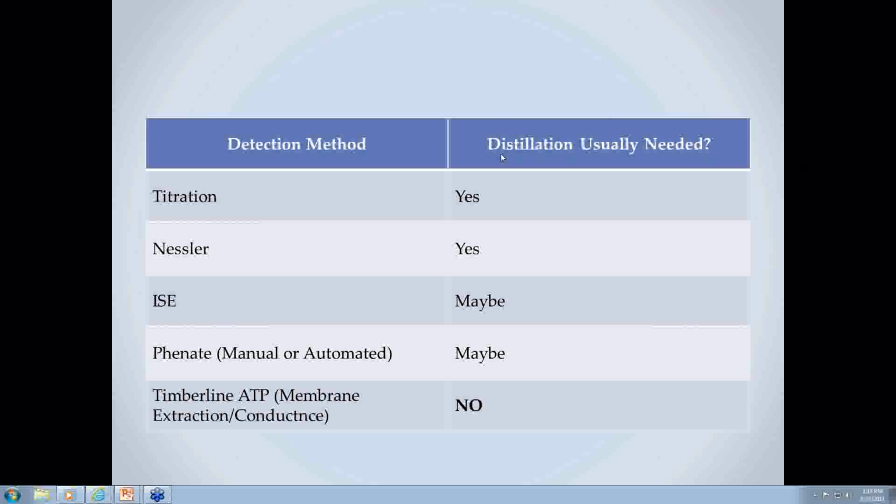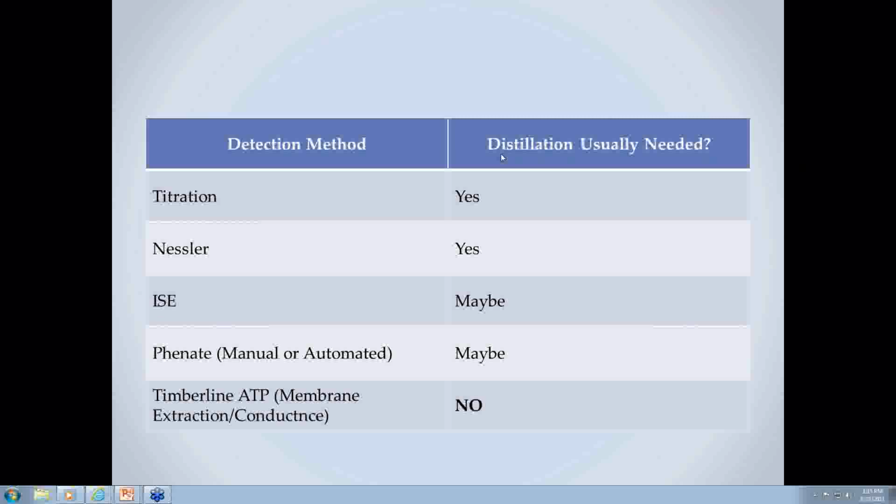All righty. So let's take a look at the detection method. And is distillation usually needed? For titration, yes. There are very few cases where you don't do distillation prior to doing the titration. The same with the Nessler, and specifically with the Nessler, since you're measuring a suspension, a finely divided mercury suspension there, any type of solids in your sample can lead to a false positive. The ion selective electrode, maybe, maybe not.